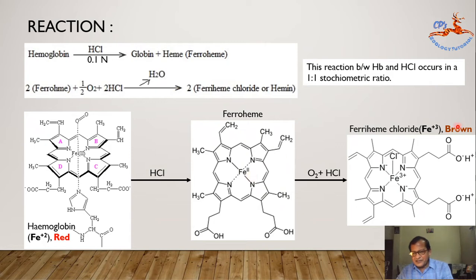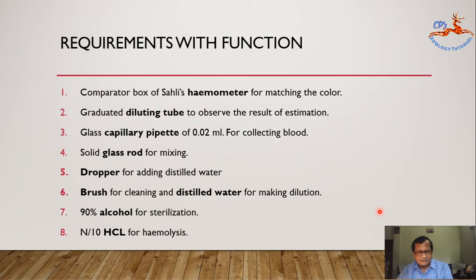Fe2 then becomes Fe3. Ferrohemi becomes ferrihemi. Color becomes brown. Okay. Now this is the reaction portion. Now next we want to see how it happens. The phenomenon happens in the SAHLI'S hemocytometer.